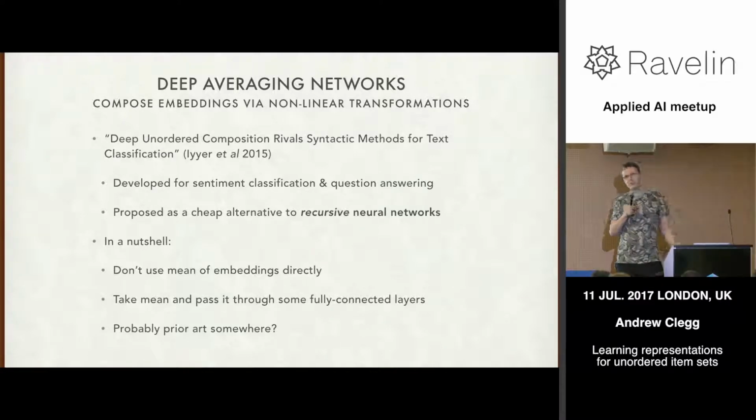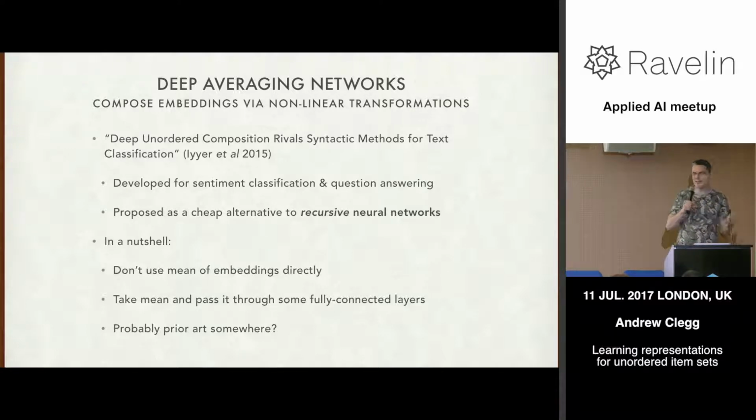It's such a simple idea, it almost doesn't deserve a name of its own. I'm sure people have done this in different tasks before and not called it something specific, but these folks, Iyyer et al., came up with the name deep averaging networks, and there have been one or two papers since that have used that name. So I guess maybe that name will stick, but like I say, there's probably prior art somewhere out there. Some of you have probably done something similar before anyway.